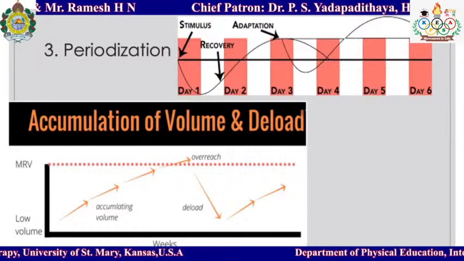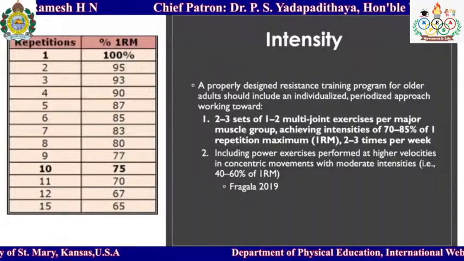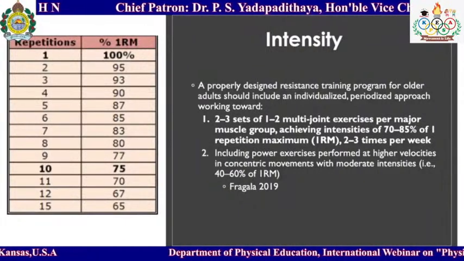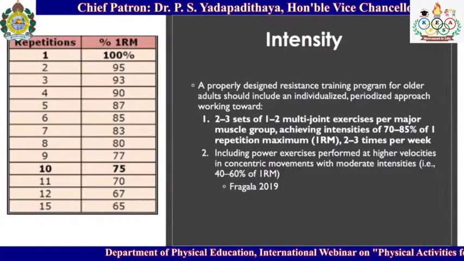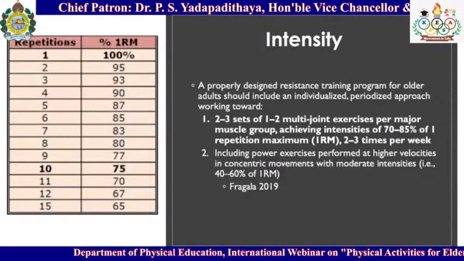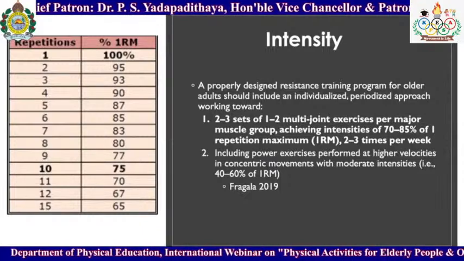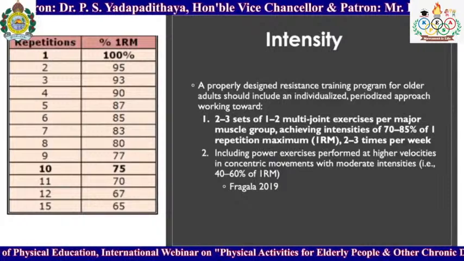You need easier times. Again, as far as intensity, really individuals need to be working out to where they're doing 2 to 3 sets of 1 to 2 multi-joint exercises per major muscle group and achieving intensities of 70 to 85% of a 1 rep max, 2 to 3 times per week, okay?